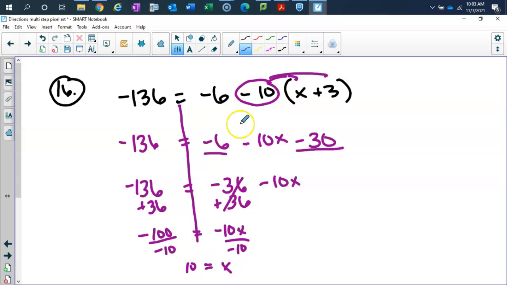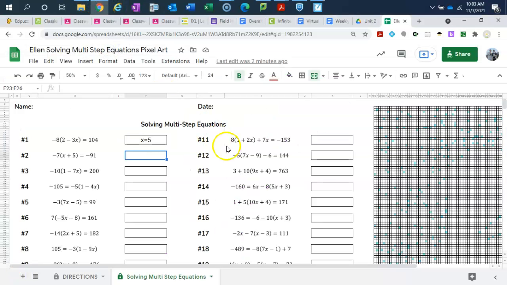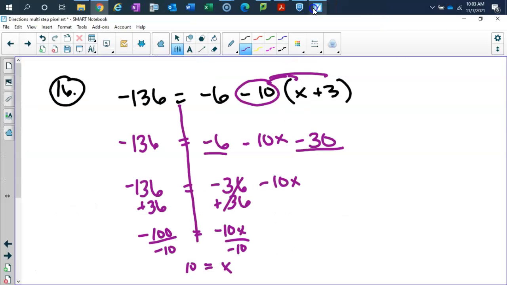Now I'm going to go back to the pixel art. This is number 16. And remember, our answer is x equals 10. So I'm going to go here and type in x equals 10. Again, see it's red. I'm going to click in another space. Turns black, more pixels fill in. We are going to do one more problem together, number 17.